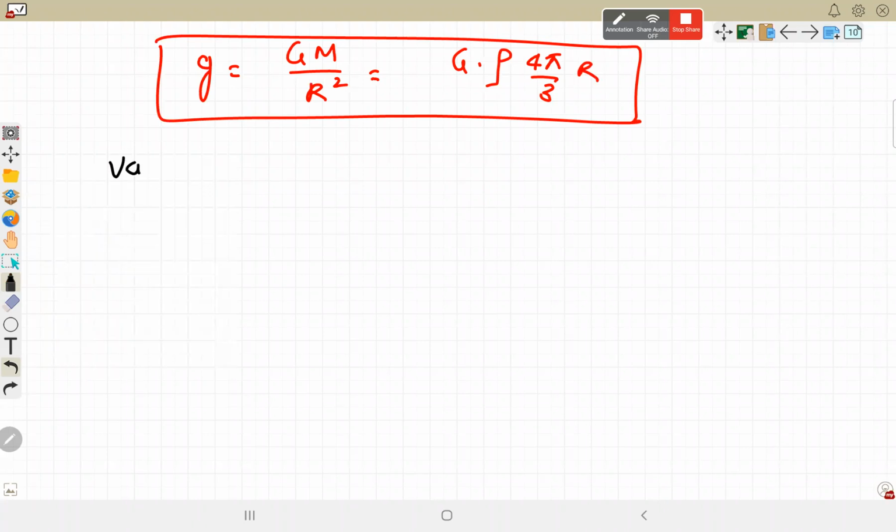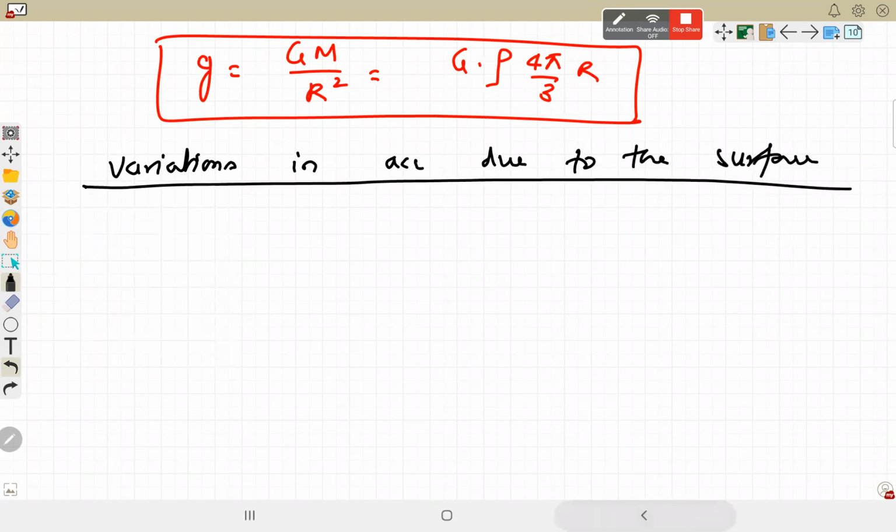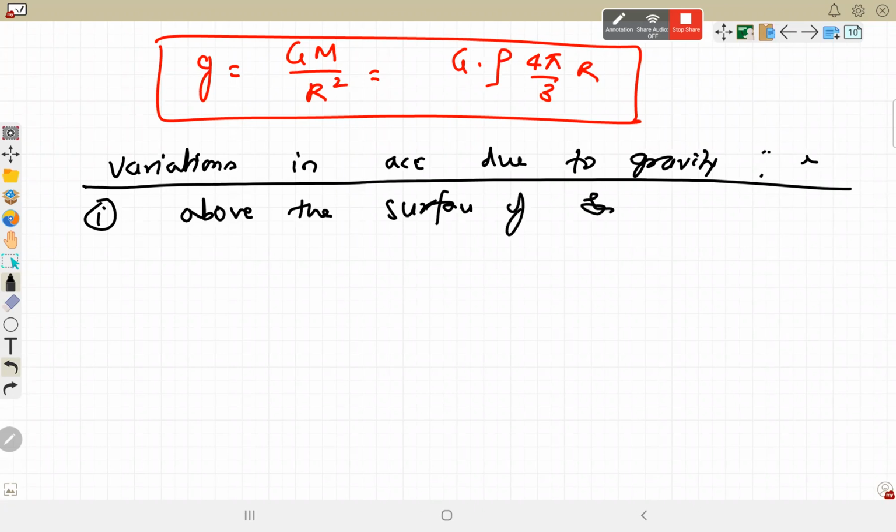Variations in the acceleration due to gravity. The Earth's gravity is constant only on the surface. As we go above or below, there is a variation in acceleration due to gravity. First is above the surface of Earth. Above the surface of Earth, small h cannot be neglected.